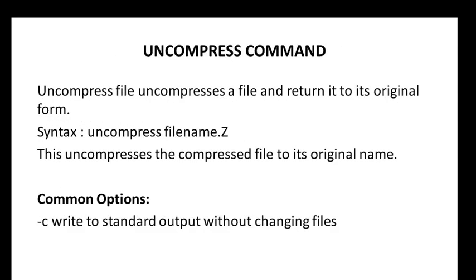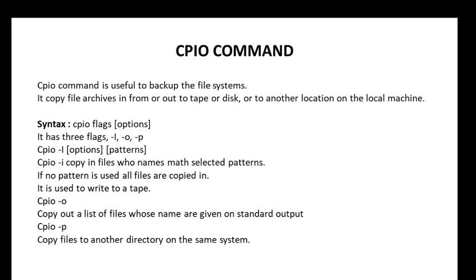Uncompress command. The uncompress command uncompresses a file and returns it to its original form. The syntax for the uncompress command is uncompress filename.Z. This uncompresses the compressed file to its original name. The common option for the uncompress command is -c. The -c option writes to standard output without changing the file.